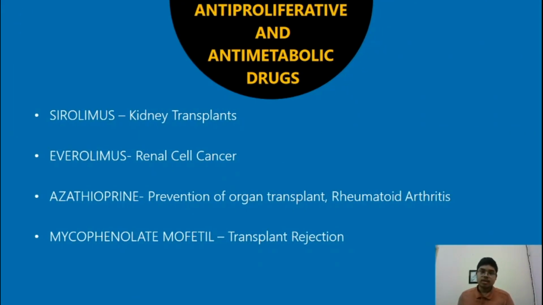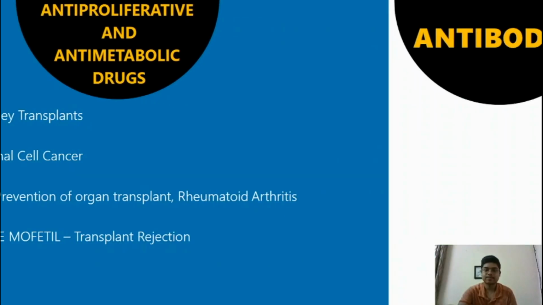Now we come to the antiproliferative and antimetabolic drugs, some of which are sirolimus, everolimus, azathioprine, and mycophenolate mofetil. Sirolimus is used in kidney transplantation. Everolimus is used in renal cell cancer. Azathioprine is used in prevention of organ transplantation rejection and also in rheumatoid arthritis, while mycophenolate mofetil is used in transplant rejection.